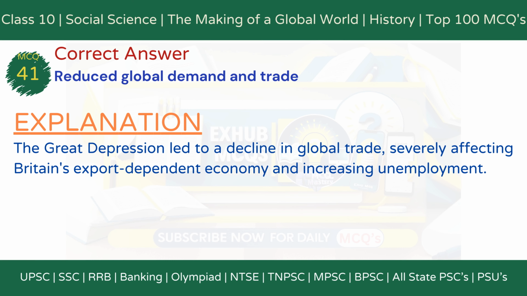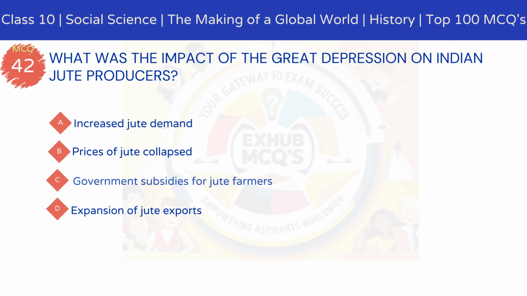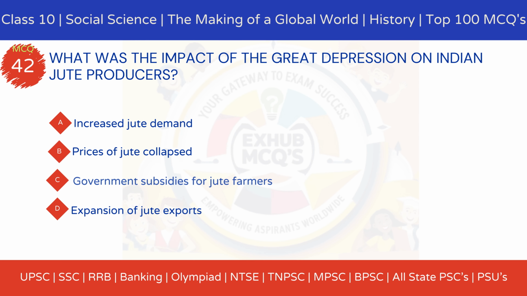The correct answer is option C: reduced global demand and trade. Explanation: the Great Depression led to a decline in global trade, severely affecting Britain's export-dependent economy and increasing unemployment. MCQ 42. What was the impact of the Great Depression on Indian jute producers?